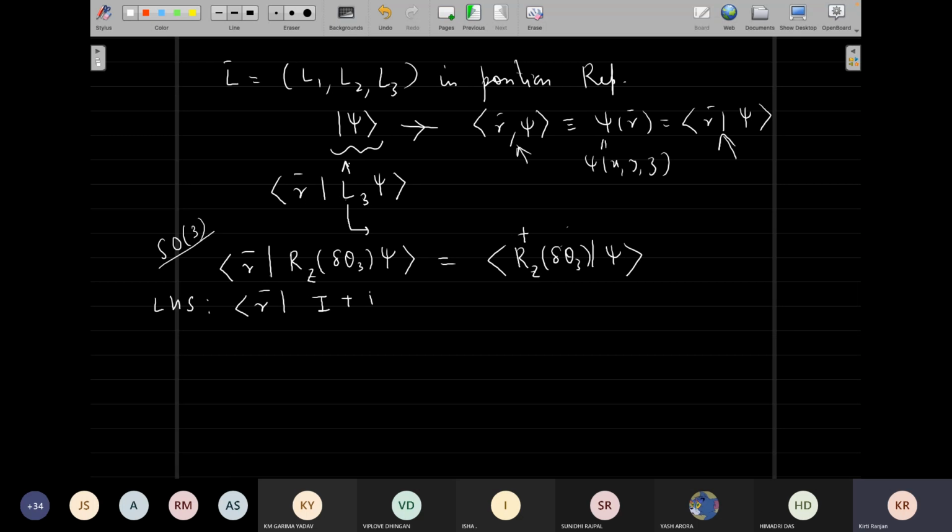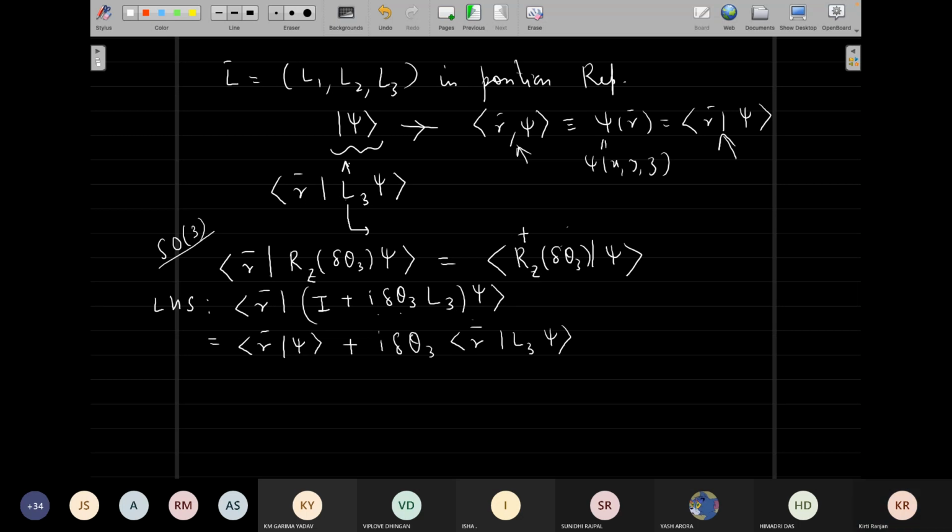The Lie group idea was I plus i delta theta 3 L3 acting on psi. So this is the LHS, the R vector on this. Once you write this down, I can write it as R using the linearity portion. This is R psi plus i delta theta 3. Both are constants, in the sense that they are scalars, so I can just take them out: R L3 psi. And this R psi is nothing but what you write as psi of x, y, z, plus i delta theta 3 R L3 psi. Any questions on this?